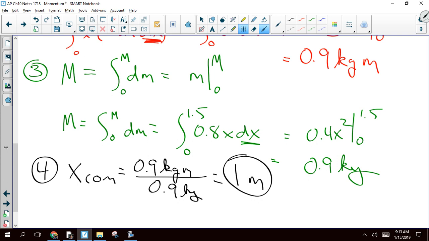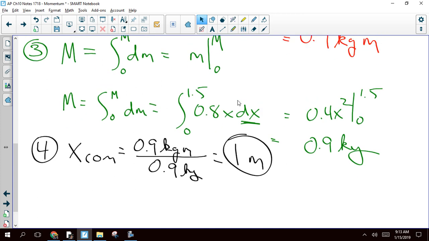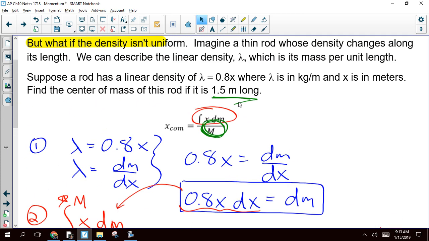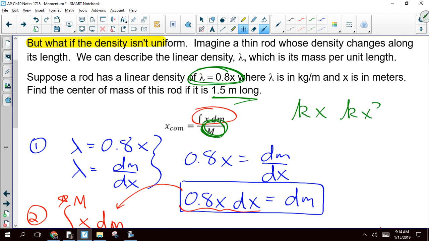Okay? So you will see problems like this. There's one like this on the homework. They are all solved using those exact same steps. The only things I can change on you are the length of the rod and this linear density. The linear density will always be some constant times x, or maybe some constant times x squared, or some constant times x cubed, but it'll always be a monomial. And then you just follow this process.